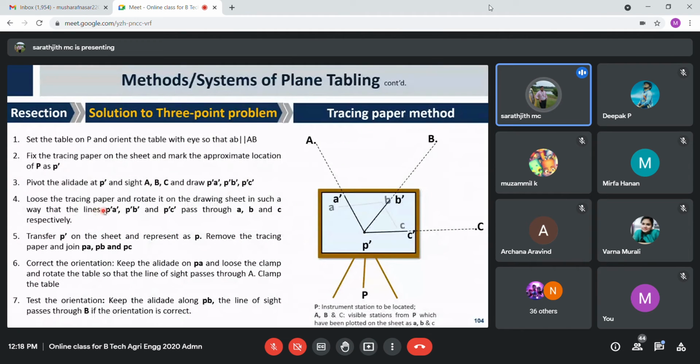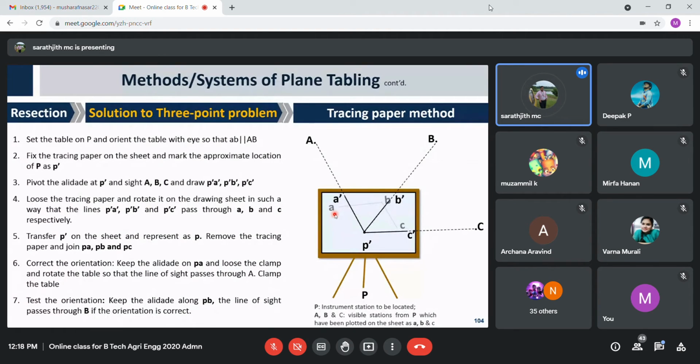After that, you have to loosen your tracing paper and rotate the drawing sheet such that P dash A dash will pass through A. You are having P dash A dash, but you rotate the table in such a way that this P dash A dash should fall above P dash A.